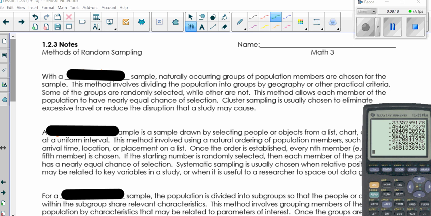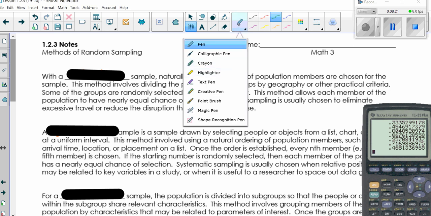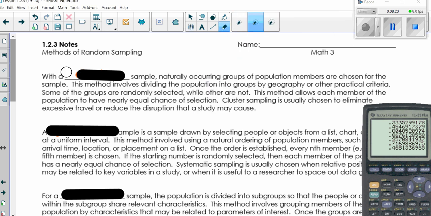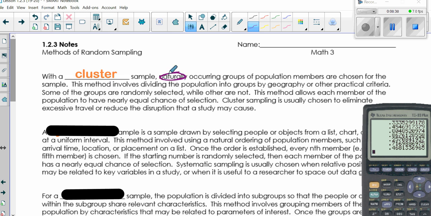Okay, so one of our types of sampling that we're going to cover is called cluster sampling. It says with a cluster sample, naturally occurring groups of population members are chosen for this sample. So the big thing here is that it's natural how those groups are picked. This method involves dividing the population into groups by geography or other practical criteria. Some of the groups are randomly selected, while others are not.